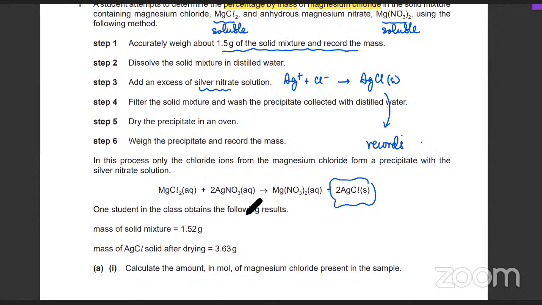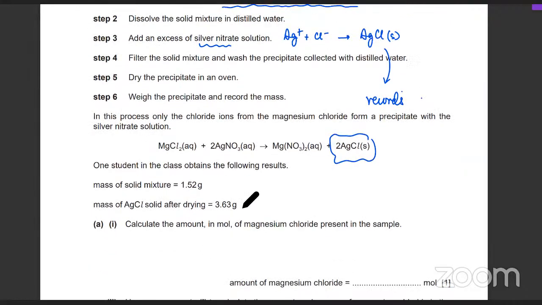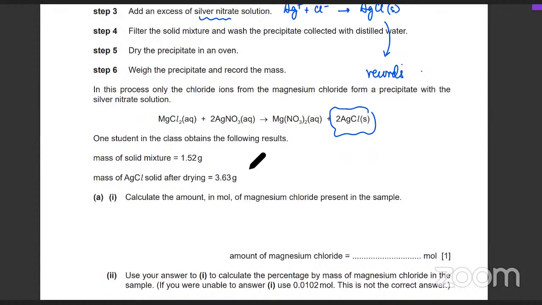Now, one student in the class obtains the following results. The mass of solid mixture is 1.52 grams, and the mass of AgCl solid after drying is 3.63 grams. Calculate the amount in moles of magnesium chloride present in the sample. So first, I can calculate the moles of AgCl.